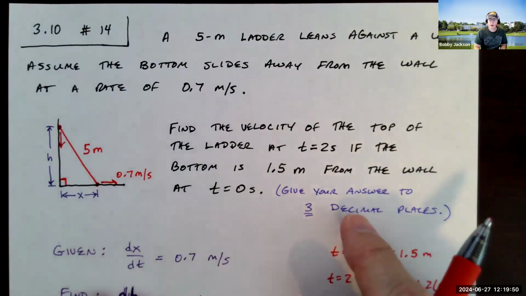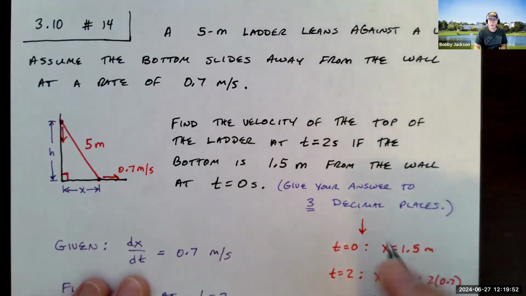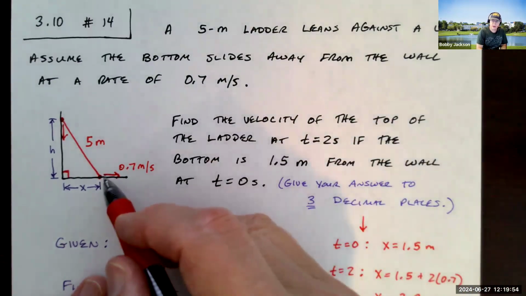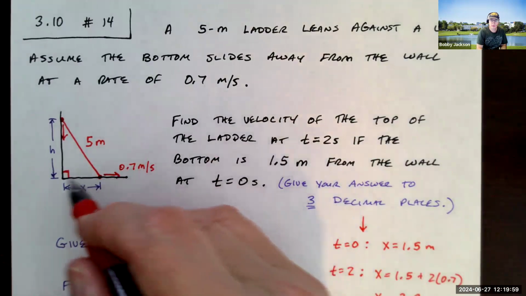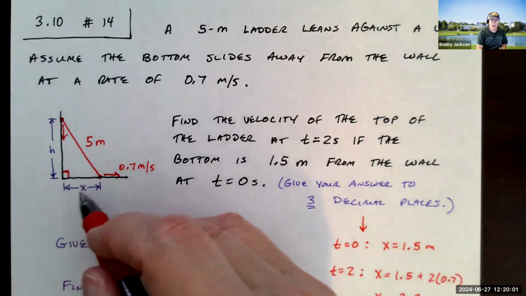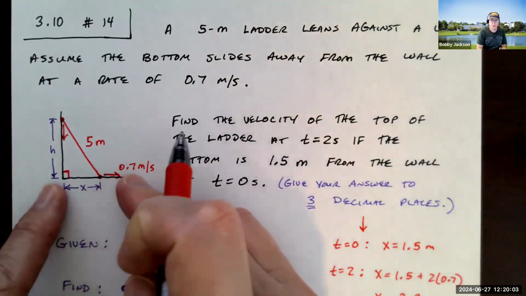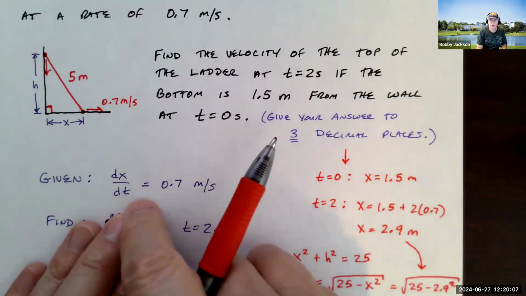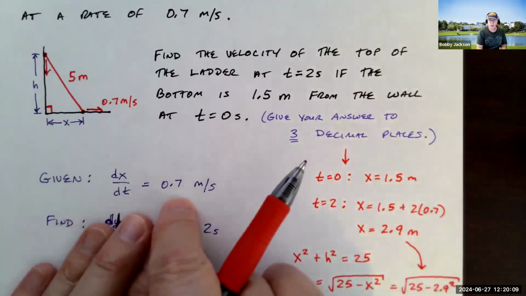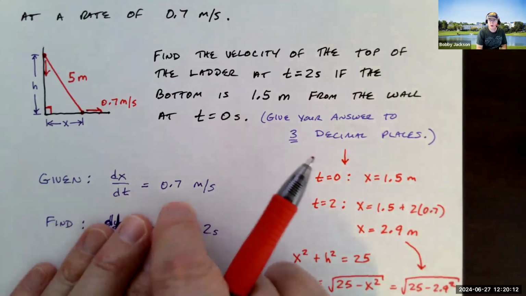Okay, so how do we set this up? So first of all, what information are we given? We're told that the ladder is sliding away at 0.7 meters per second from the wall. And so notice that's the rate of change of x. And notice x is getting bigger as time progresses. And so we have dx/dt, the rate of change of x with respect to time, is 0.7 meters per second. What are we asked to find?